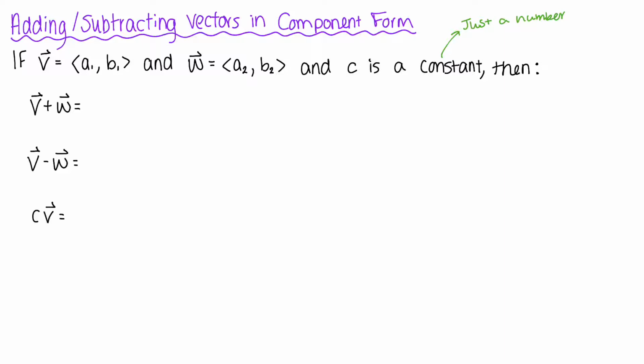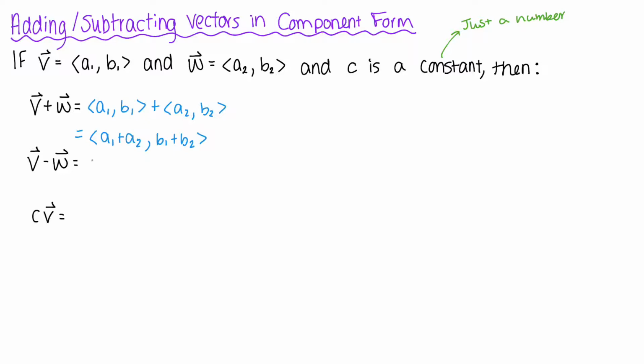So if we're doing v plus w, we have these component forms up here. This would be the same thing as a1 comma b1 plus a2 comma b2. The way that you add these together is simply adding their components together. So the horizontal components get added together and the vertical components get added together. So it's a1 plus a2 comma b1 plus b2. Just adding the components together.